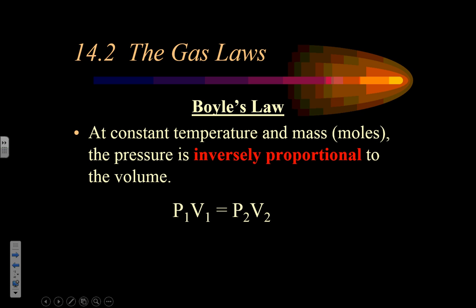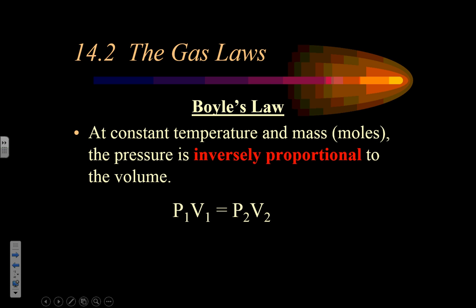So if pressure and volume are inversely proportional, then we can say P1V1 equals P2V2. Now the ones would represent initial conditions, and the twos would represent secondary or final conditions. So if we had an initial pressure and volume and a new pressure, we could calculate the new volume V2.